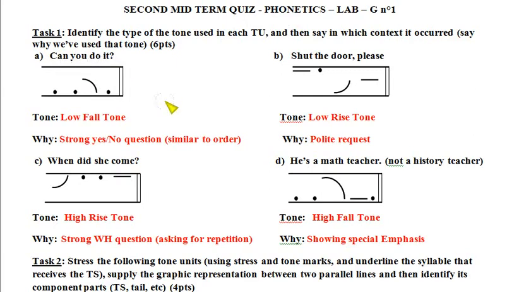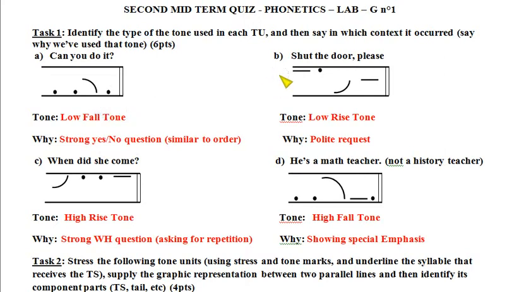Okay. Now we notice the curved line or the tonic syllable. It goes from a mid-level to a very low level. So it is called a low fall tone. As you notice, it is a question. Which type? It is a yes-no question. But normally in ordinary yes-no questions, the tone goes from a mid to a very high. But now you have a low fall. It means a strong yes-no question, which is similar to orders. How we read it, we say, can you do it? Means yes or no. We need an answer.